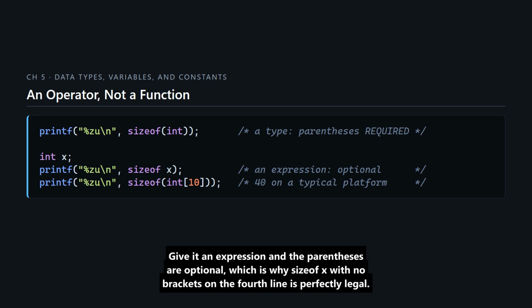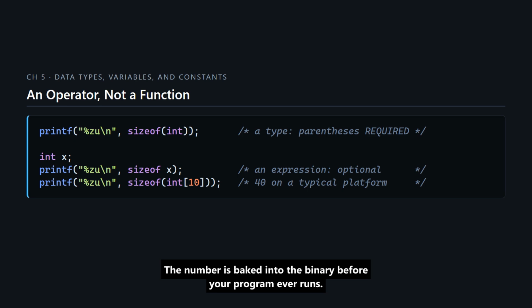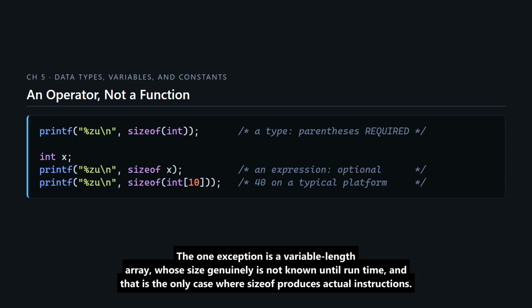Give it an expression and the parentheses are optional, which is why sizeof x with no brackets on the fourth line is perfectly legal. Second, it is evaluated at compile time. The number is baked into the binary before your program ever runs. The one exception is a variable length array, whose size genuinely is not known until runtime, and that is the only case where sizeof produces actual instructions.